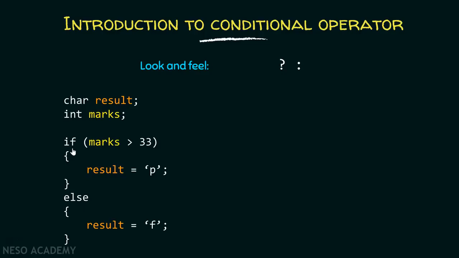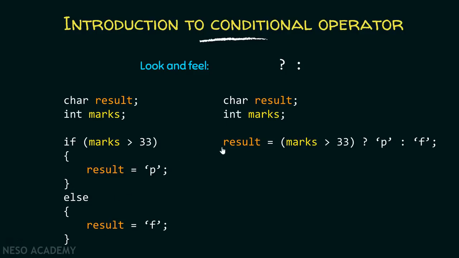Here in this example, it is quite clear that if marks is greater than 33, then result variable will store a character P, otherwise it will store a character F. Let me rewrite this whole code in a different way over here. Here, instead of writing these multiple lines of code, I am writing just a single line of code by using this conditional operator. Marks greater than 33, then question mark, then P, then colon, then F. This is how a conditional operator can replace an if-else construct, and this is what we need to focus upon.